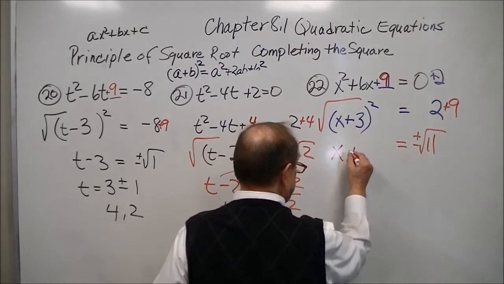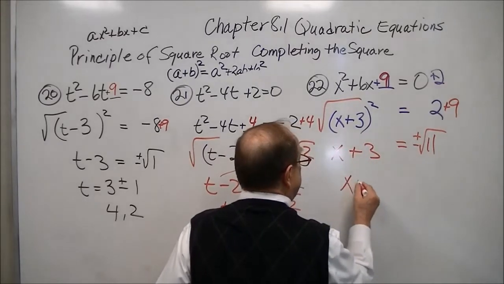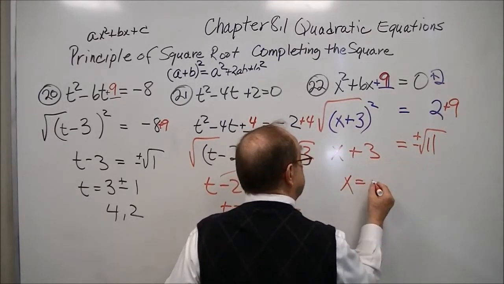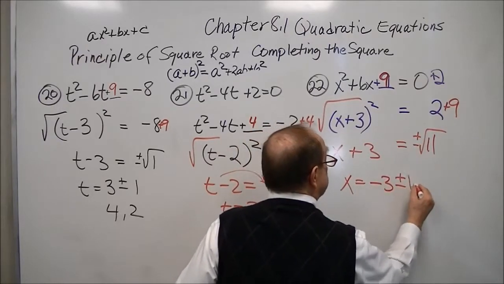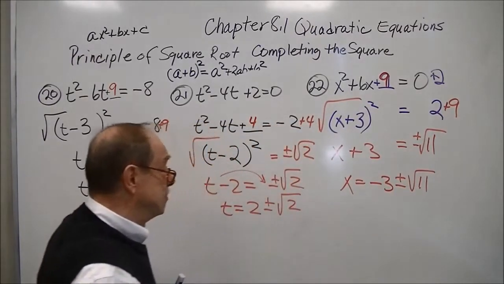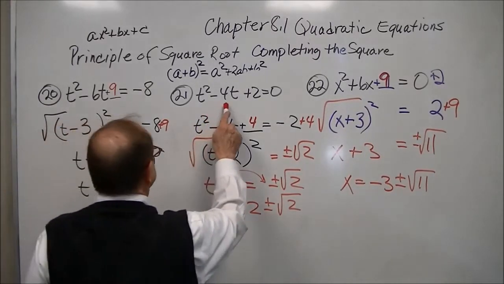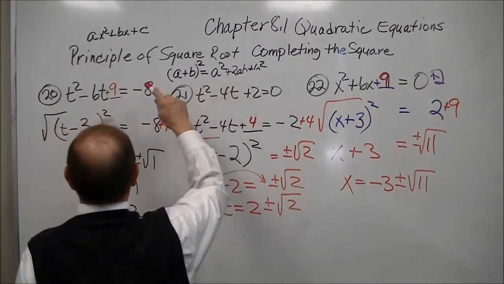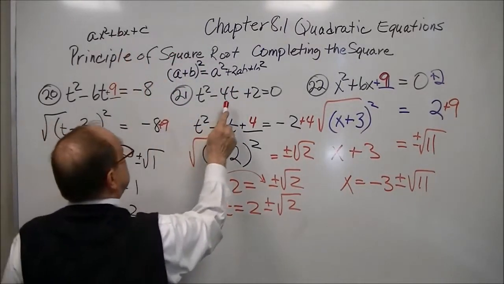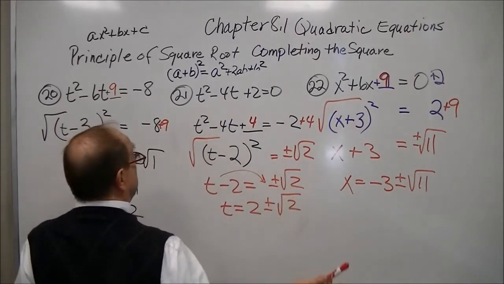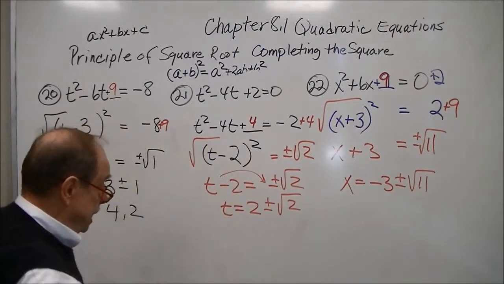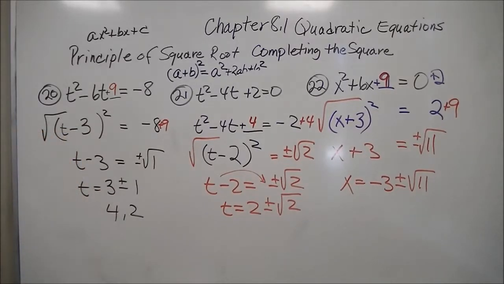This becomes x plus 3 equals that. X equals, transpose this to the other side, negative 3 plus or minus the square root of 11. Actually, this is not a bad way to do it. As long as your b term is a nice even number like that, boy, that works out really well. An easy way to work a quadratic equation. And again, we're using the principle of square root and the method of completing the square.